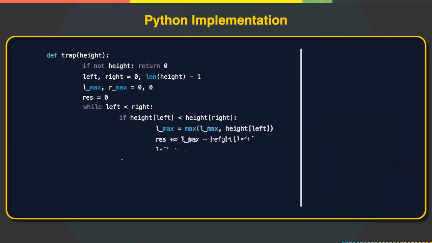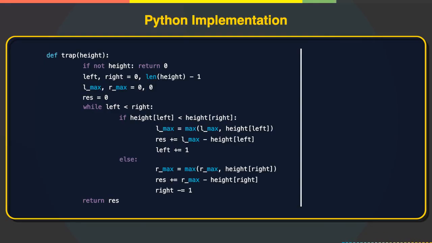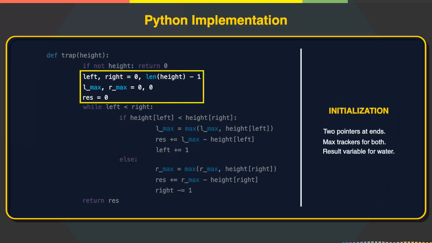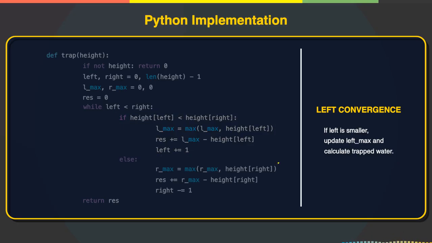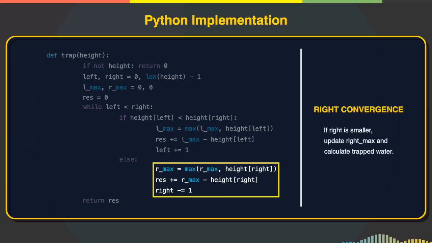We define a function called trap that takes our height list. We initialize left max, and our result variable. While left is less than right, we check if height at left is less than height at right. If it is, we update left max using the max function and add the difference to our result. Then we increment left. If height at right is smaller or equal, we do the same for the right side, updating right max and adding to the result before decrementing right. Finally, we return the total water trapped.